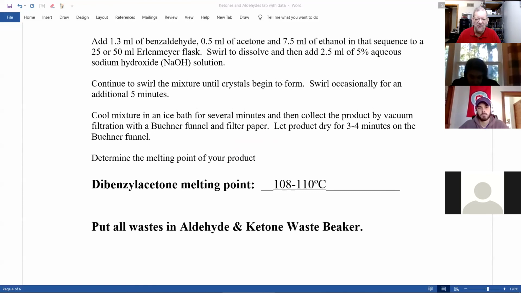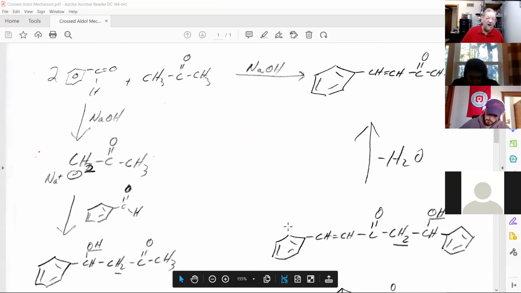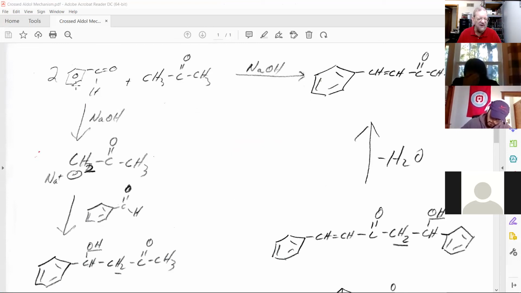And this is called the mechanism. What happens step by step. And also I'll explain why this is called a cross-aldol condensation. Here I have my 2 molecules of benzaldehyde, my acetone, sodium hydroxide and ethanol.